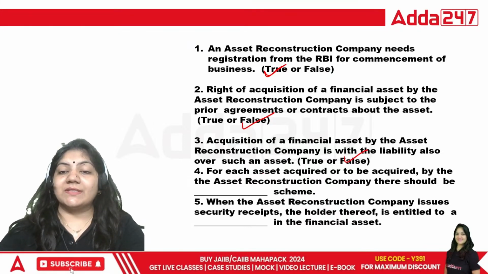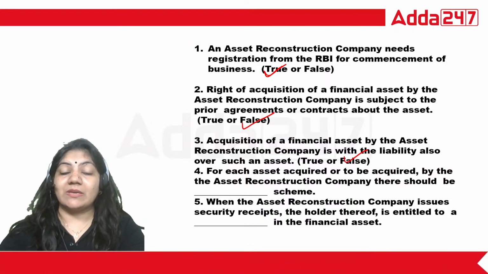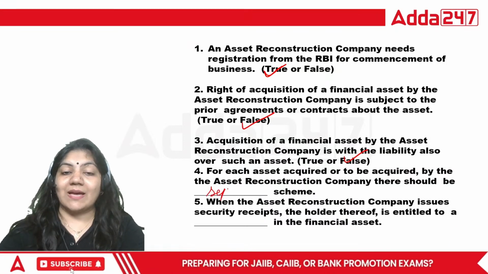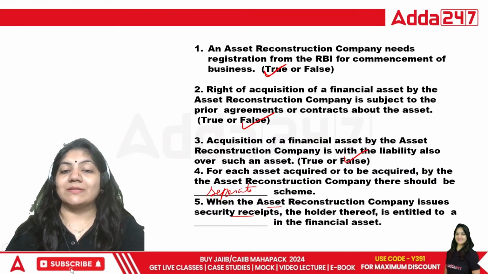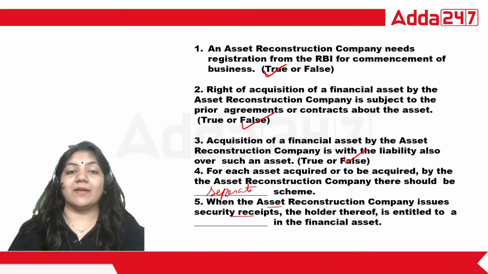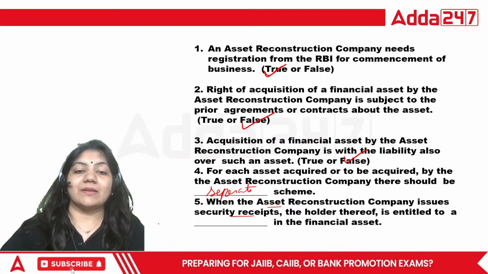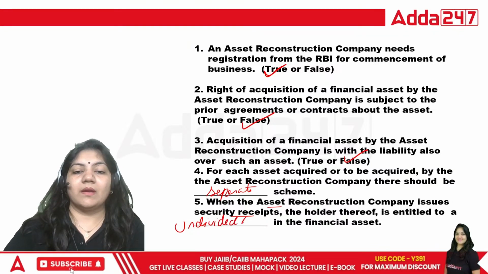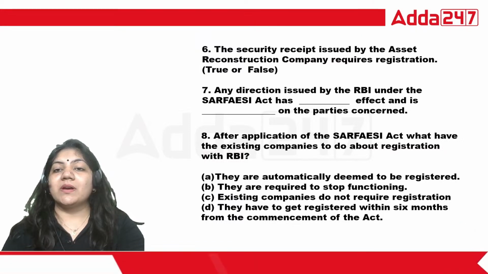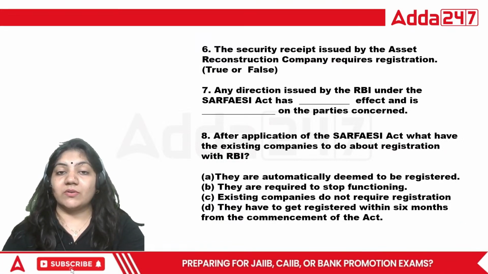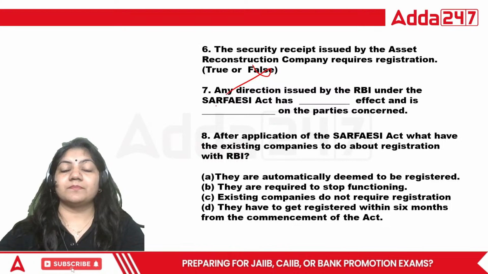For each asset acquired or to be acquired by the ARC, there should be dash scheme. There should be a separate scheme. When ARC company issues security receipt, the holder is entitled to dash of the financial asset. That is undivided interest. Undivided interest. The security receipt issued by ARC requires registration. It also requires registration? The answer is no.